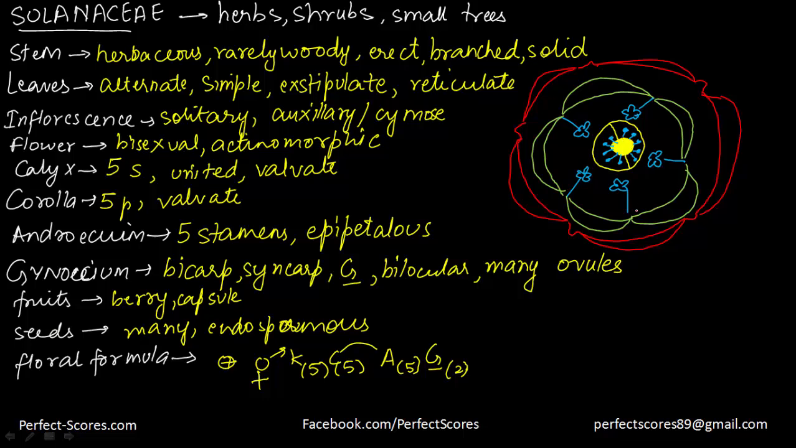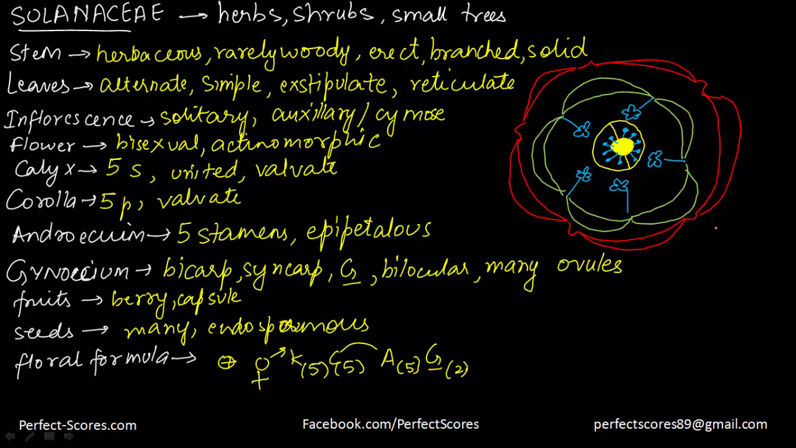And one last thing before we go to the next family, that is the economic importance. Now, as I told you in the beginning, it's known as the potato family. So many plants of this family are a source of food for us humans. For example, the potato, the tomato, the brinjal, even spices such as chili, medicines such as belladonna, some fumigatory substances like tobacco, and even ornamentals such as the petunia plant. So that is all that you need to know about this family.